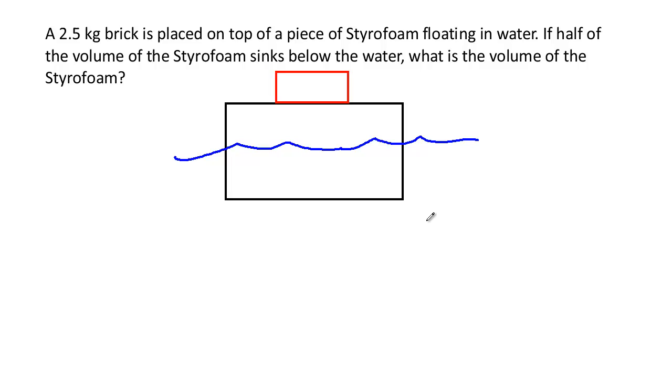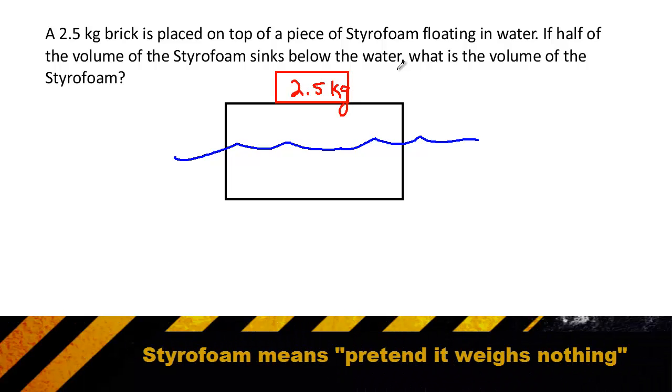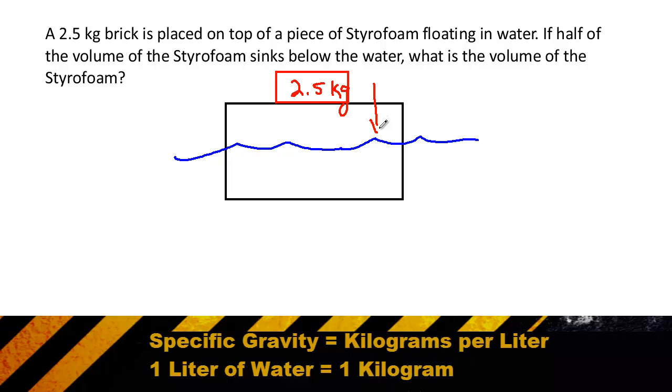In this next example, we have a styrofoam block floating in some water. And on top of the styrofoam block is a brick that weighs 2.5 kilograms. In a physics problem where they give you a substance that's clearly very, very light, like styrofoam or a feather or a beach ball, what the problem really wants you to do is ignore the weight of that object. So in this case, the only mass we're concerned about is the mass of the brick. Since the brick is pushing down with a weight of 2.5 kilograms, we know the mass of the water displaced must also be 2.5 kilograms.